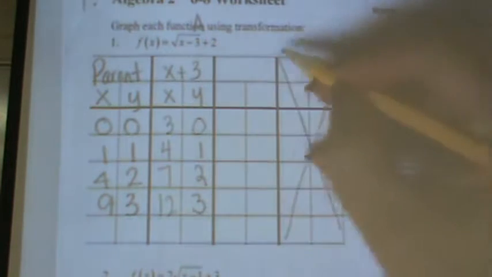And keep your Y values the same. And then what are you gonna do? You're gonna take your Y value and add 2 to them. What Y values am I talking about? These ones. So add 2, add 2, add 2, add 2.